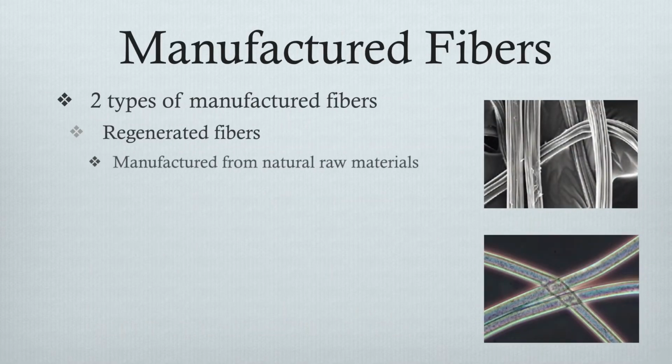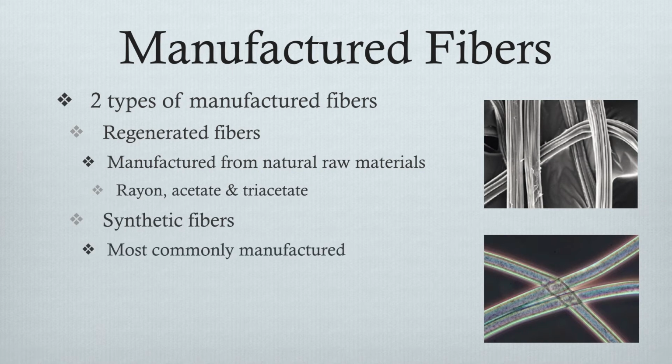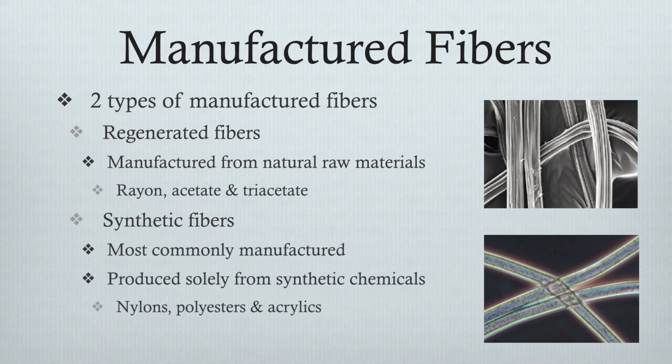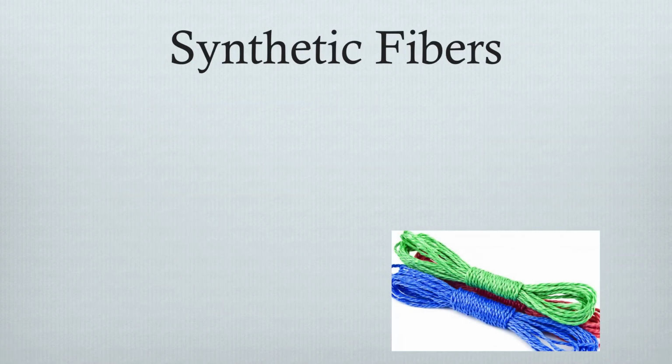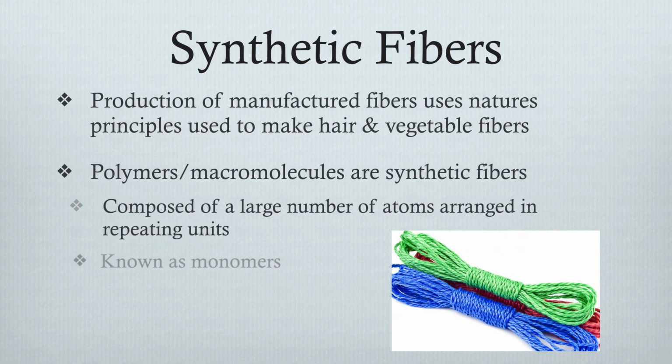Manufactured fibers have two types: regenerated fibers, and these are manufactured from natural raw material, so rayon, acetate, triacetate, and then synthetic fibers, which are the most commonly manufactured, are produced solely from synthetic chemicals: nylons, polyesters, acrylics. In synthetic fibers, the production base of these fibers uses nature's principles, the same principles that nature uses to make hair in vegetable fibers, but it's done in a lab.